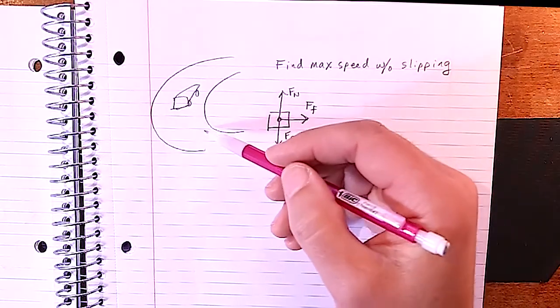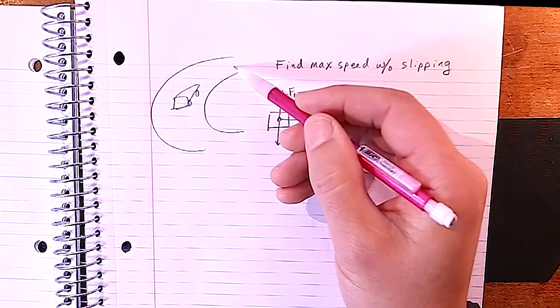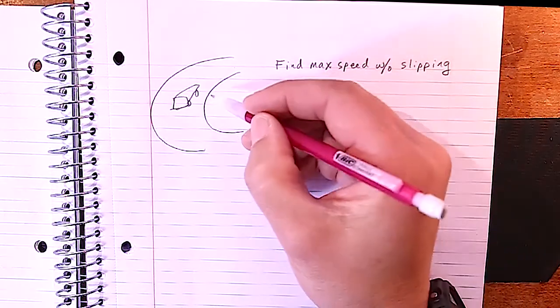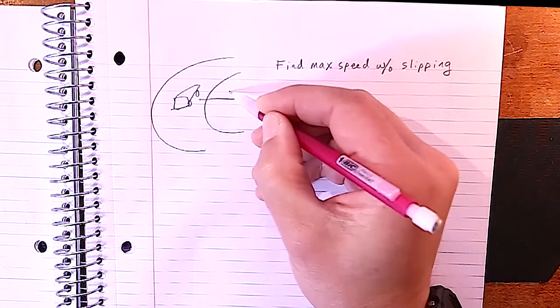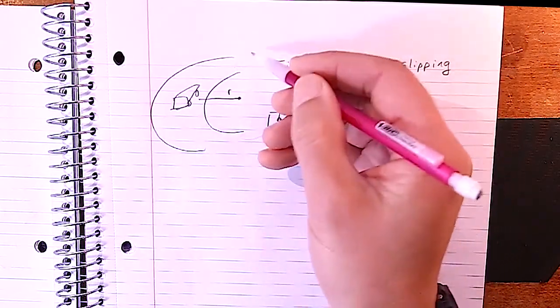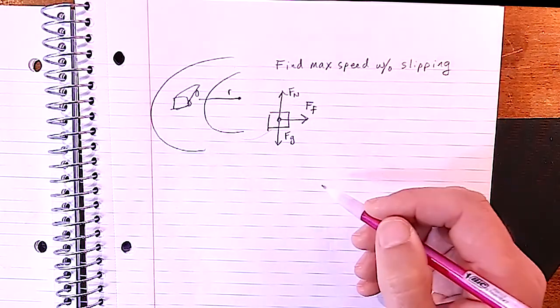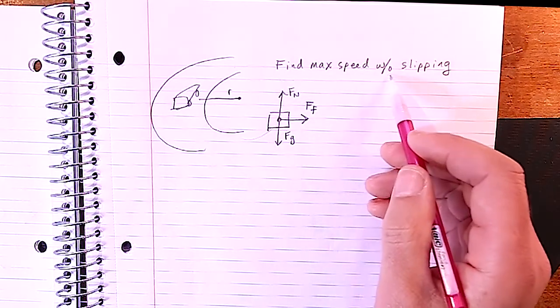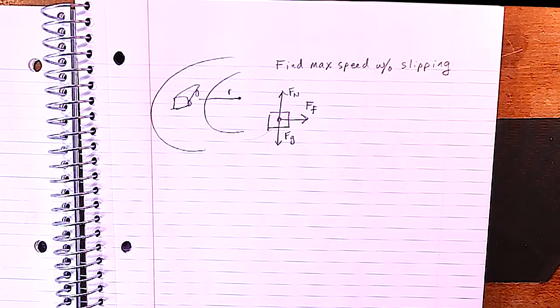Here's a problem in which we have a car rounding a corner, and the road is flat. So we have a radius r, which is the circle of the curve here at this point. And the question is, how fast can the car go around the corner without slipping?